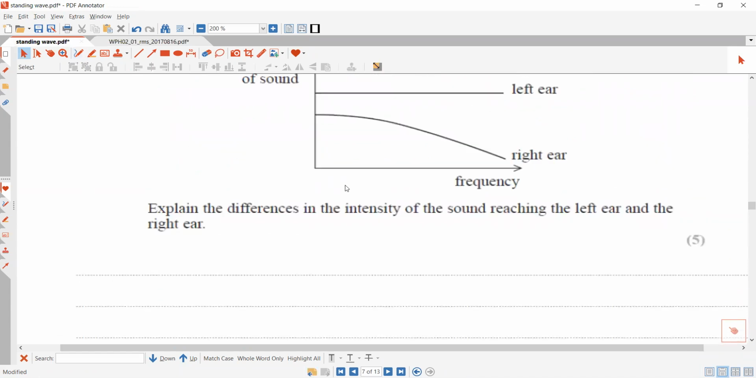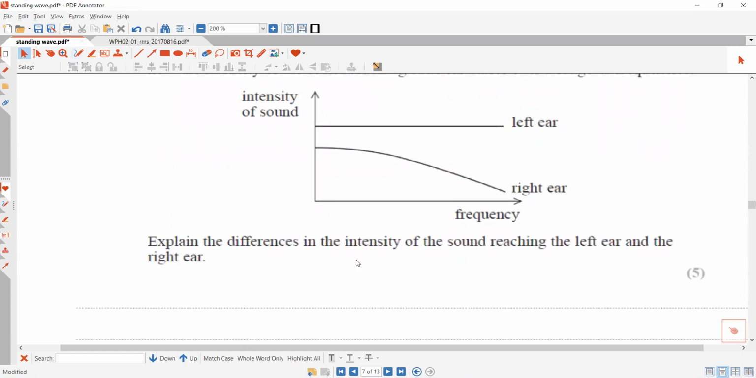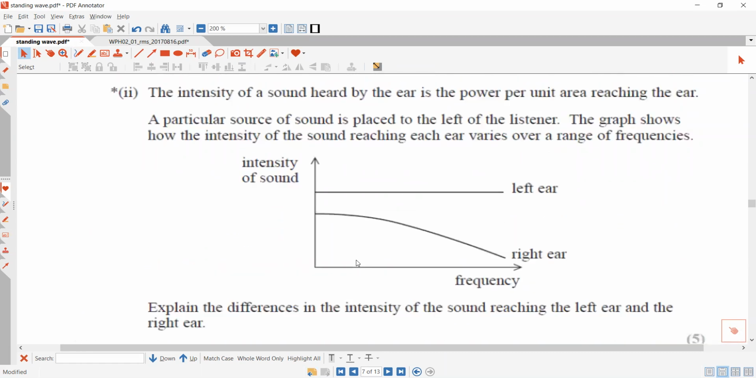Okay, now look at the question. What did they say? Explain the differences. But before explaining the differences, you need to explain the graph also. Because they did not say what is happening in the graph. Did they explain the graph over here? No. You have to interpret the graph. Then you have to explain why it is happening.